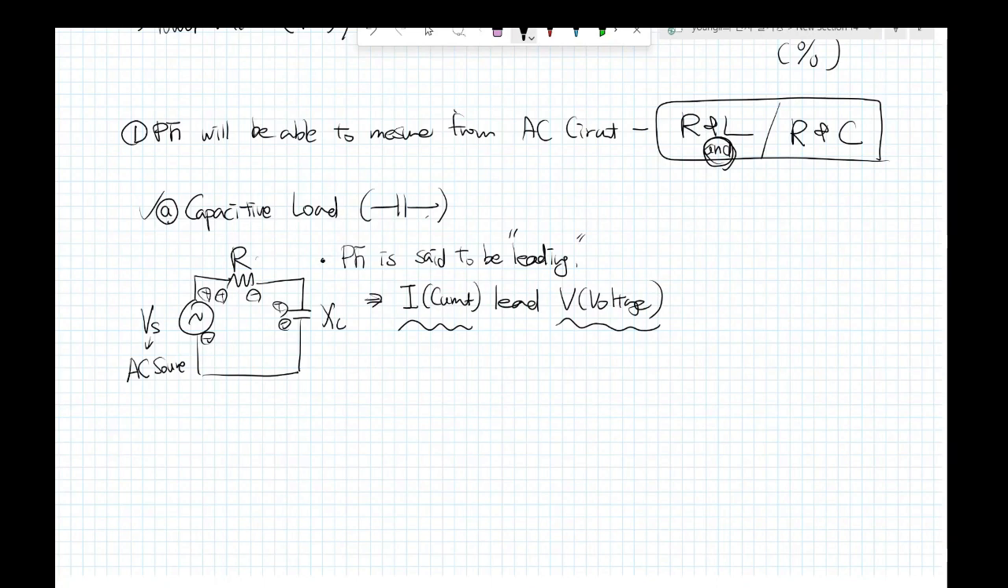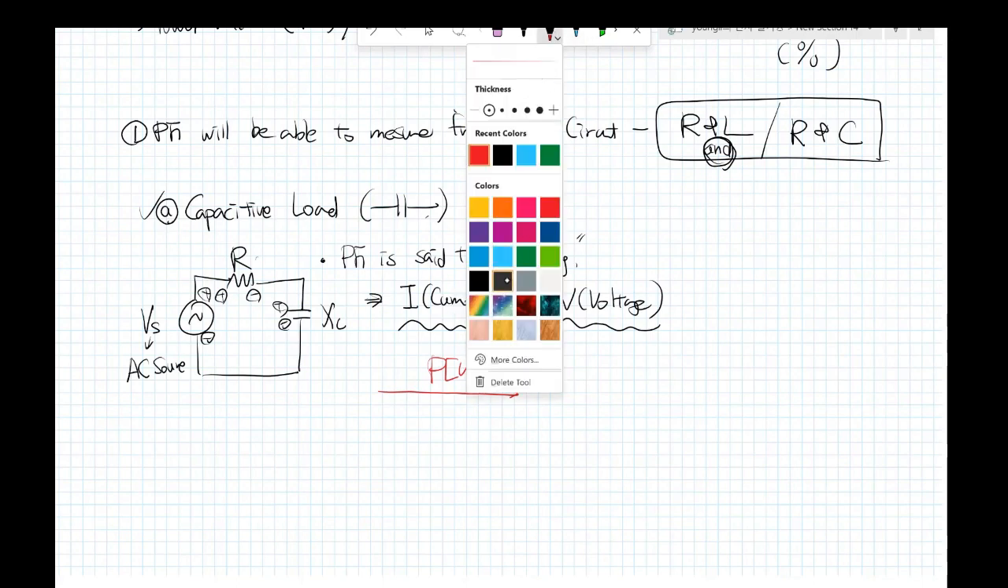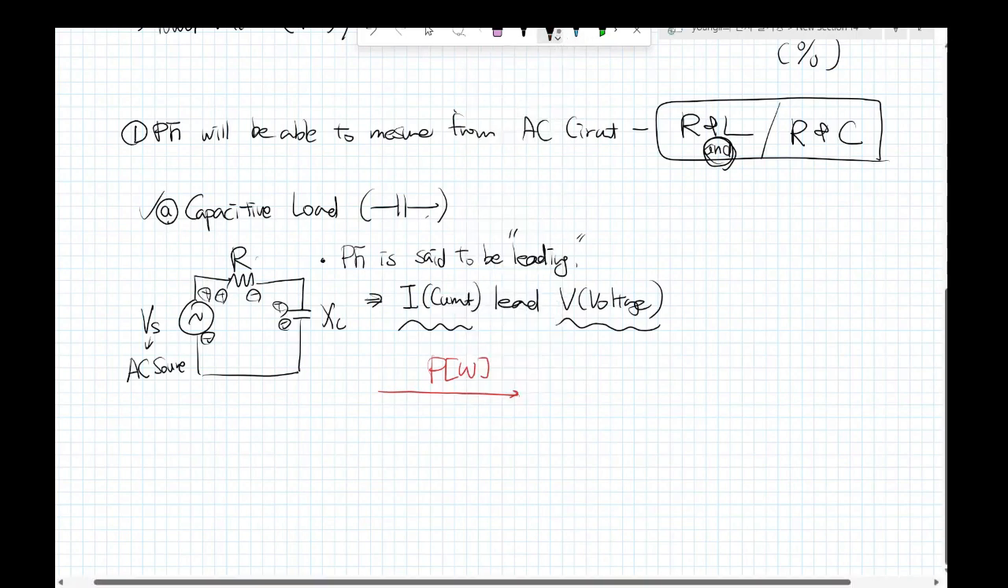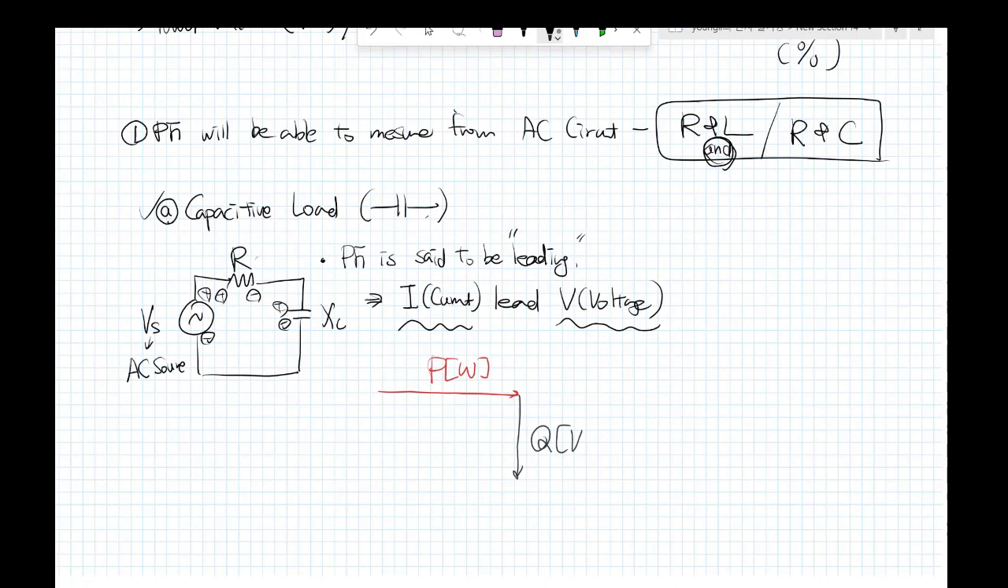So for this case, we can draw the triangle. This is P, the active power. But here, the Q is downward. What is the Q? The Q is reactive power. So like this one here, that is S sub APP, that is theta.